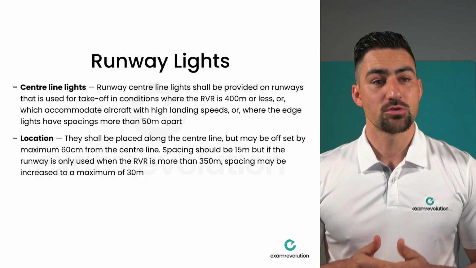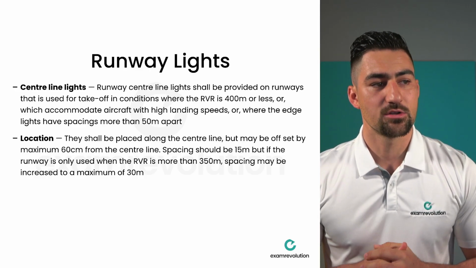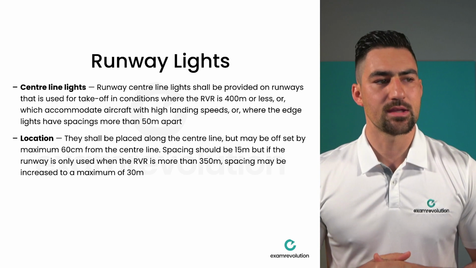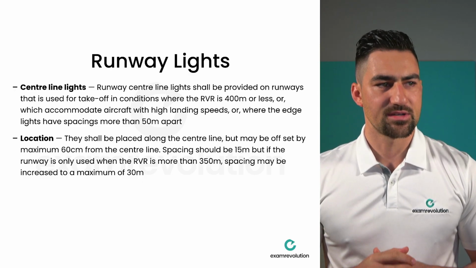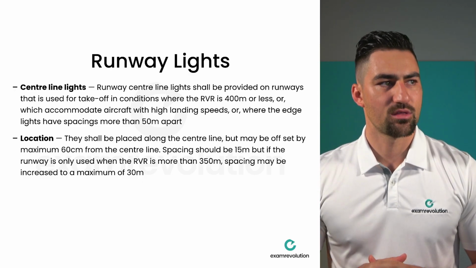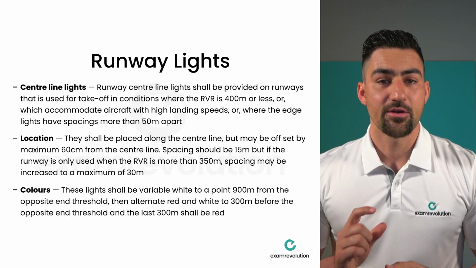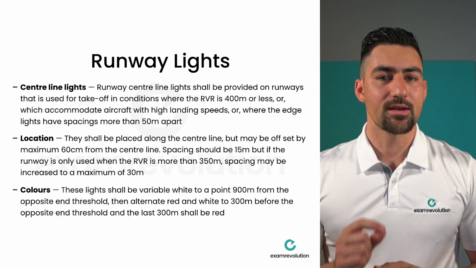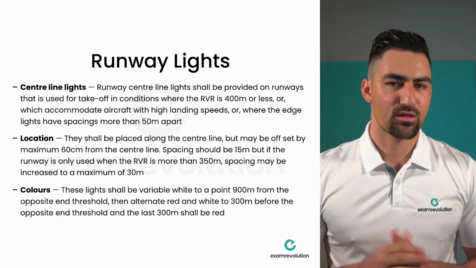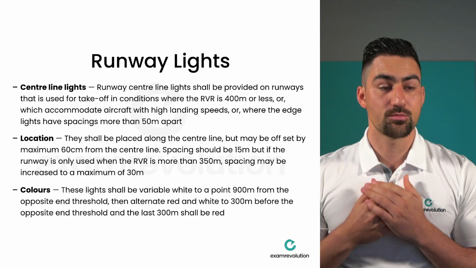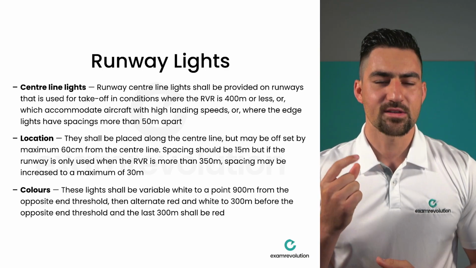And then the spacing should be 15 meters, but if the runway is only used when the RVR is more than 350 meters, the spacing may be increased to a maximum of 30 meters. So then the spacing between the lights can be 30 meters. That's centerline lights. Then the colors: these lights shall be variable white to a point 900 meters from the opposite end threshold. So if you're taking off from the opposite end threshold 900 meters back, they should be variable white. What does variable white mean?